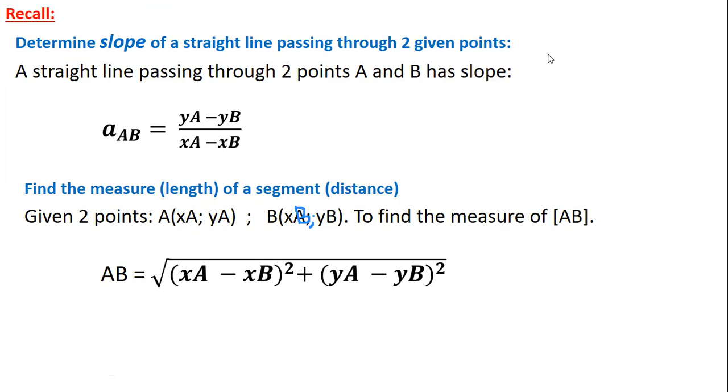To find the measure of segment AB, we use the following rule. Always AB is equal to radical, big radical. First, we start with the big radical. XA minus XB, all of it squared, plus YA minus YB, all of it squared. Of course, I might be finding the measure of a segment other than AB. Suppose here we have EF, so it will be XE minus XF, YE minus YF. So the name of the points, of course, can change.